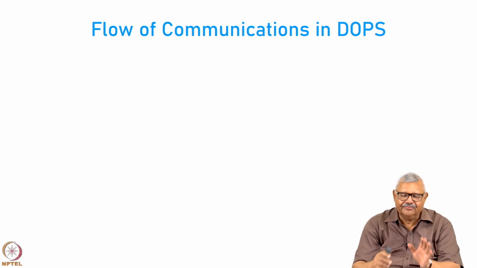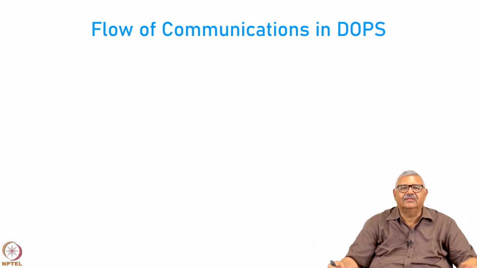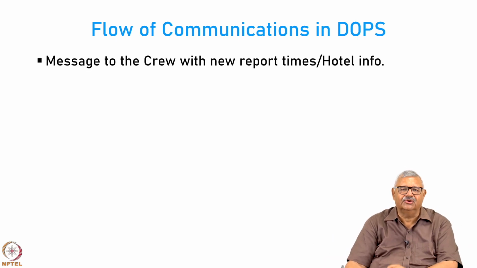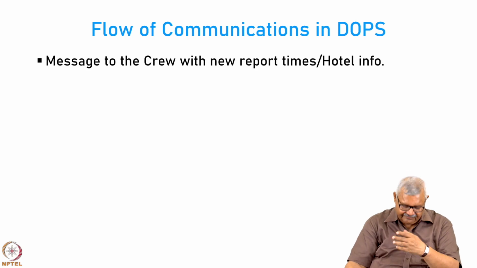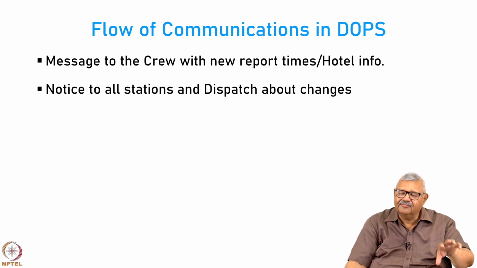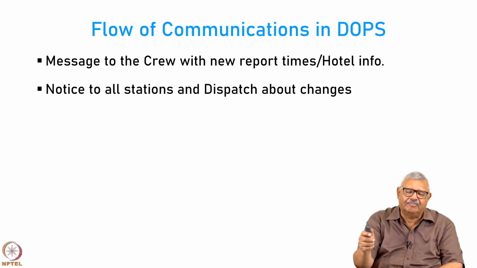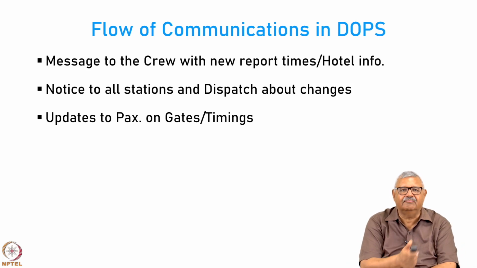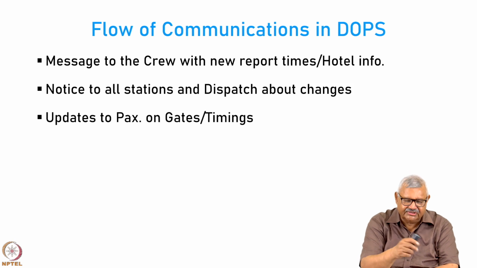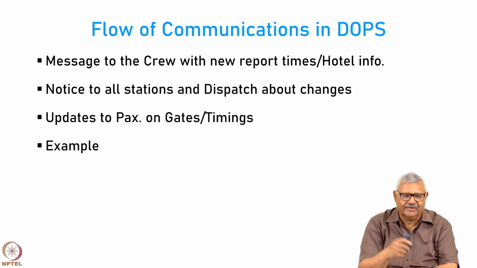Now, when the DOPS takes a decision, they have to communicate the decision to various people in a sequence. First thing they do is they inform the crew members with the new reporting times, or if they have to be put into a hotel, the information. Then they inform all the stations and the flight dispatch department about the changes that have been done. Then they update the passengers on the change in the gate or change in the timings of the flight.